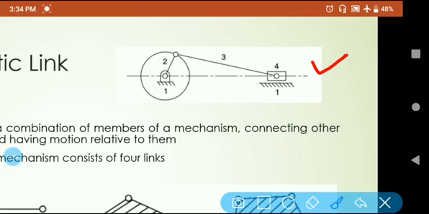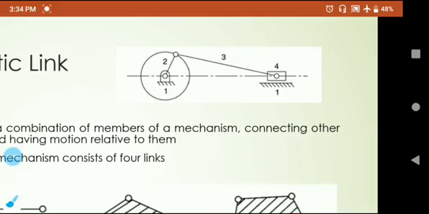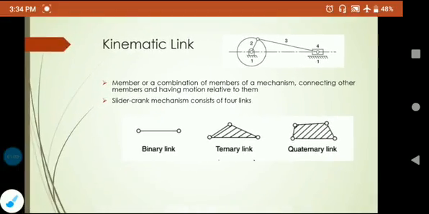Those 4 links are: link 1 is the frame, link 2 is the crank, link 3 is the connecting rod that connects the crank with the slider or the piston, and link 4 is the slider or the piston. So totally there are 4 links in the case of a slider crank mechanism.